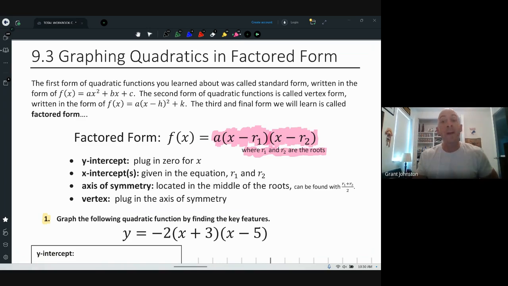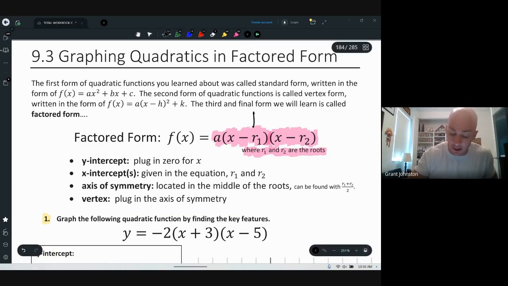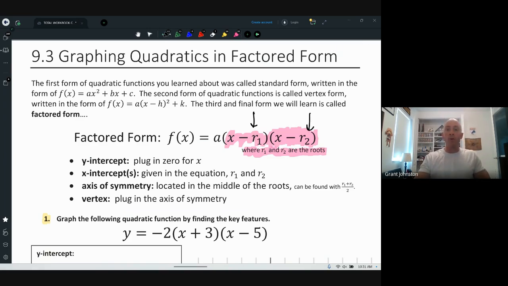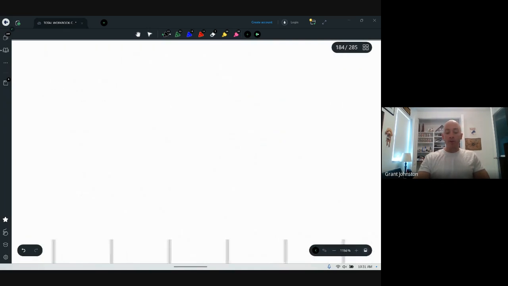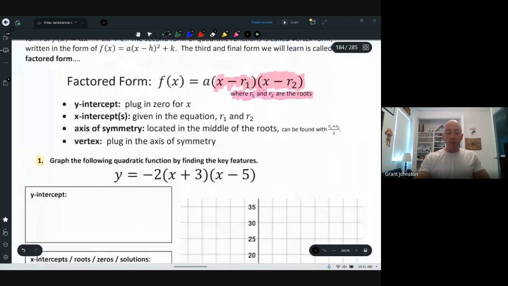So what's great about the factored form is that it tells you where the roots are. It's the opposite, because it's got that minus in front of it, right? It's the opposite of this number here, and then the opposite of that number there. Those are the roots, okay? So that's what's great about factored form. Some of the other notes for factored form.